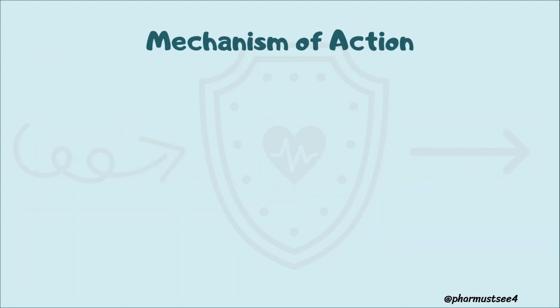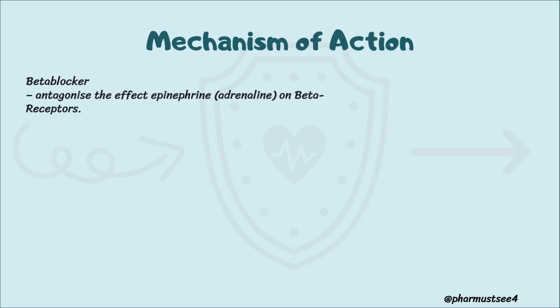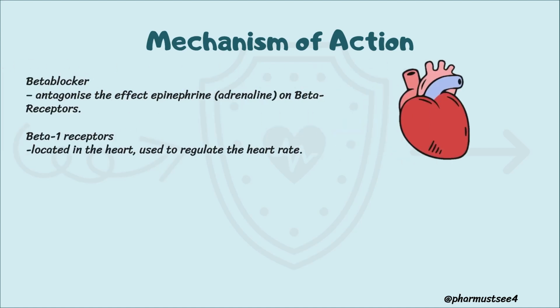The mode of action of beta blockers involves antagonizing the effect of epinephrine, also known as adrenaline, on the beta receptors. There are two types of beta receptor targeted by these medications. Beta 1 receptors, primarily located in the heart, that regulate the heart rate.